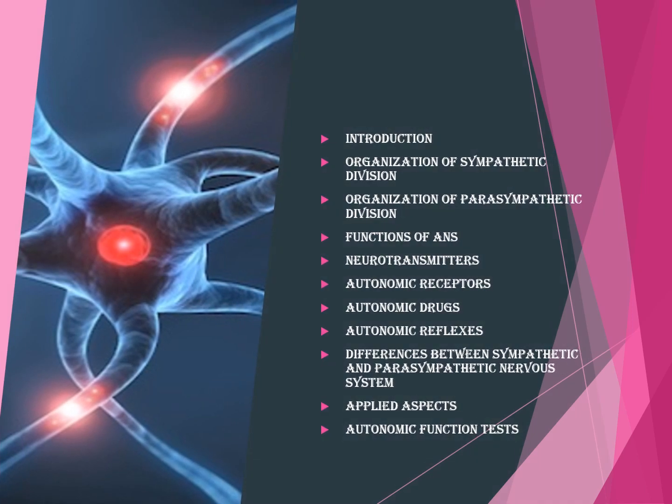Now in this system we learn about the organization of the sympathetic division and parasympathetic division. Then in detail we learn about the functions of the autonomic nervous system and autonomic neurotransmitters, receptors, drugs and autonomic reflexes, and the differences between the sympathetic and parasympathetic system. Then lastly, we learn about the applied aspects of the autonomic nervous system.